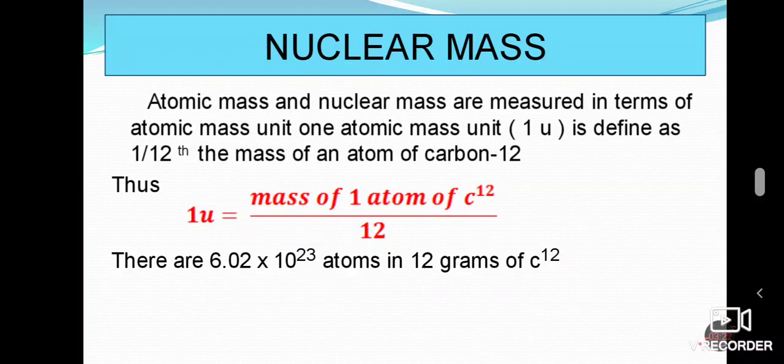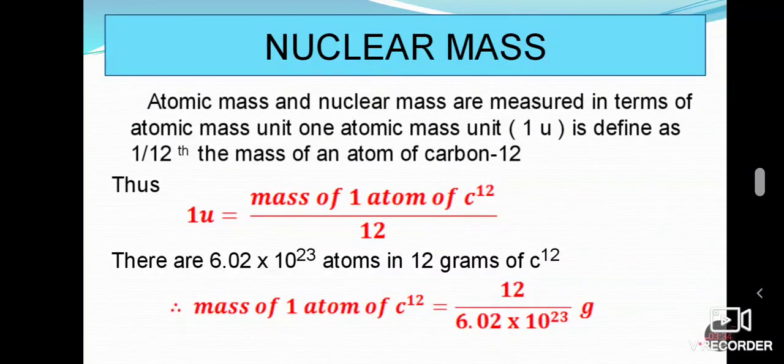Therefore, there are 6.02 into 10 to the power of 23 atoms in 12 grams of carbon 12. Therefore, the mass of one atom of carbon is equal to 12 divided by 6.02 into 10 to the power of 23 grams, because there are 6.02 into 10 to the power of 23 atoms in 12 grams of it.